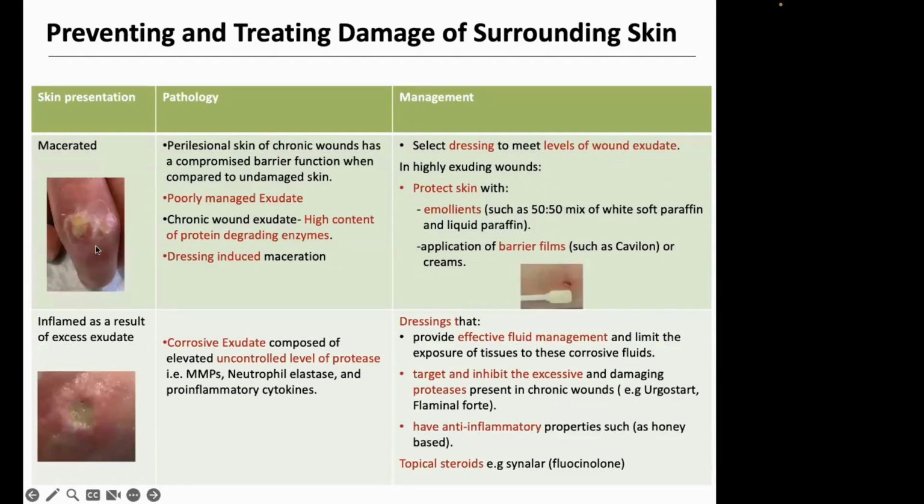Now, what we were saying about how the moist has to be controlled. If moist is too much because the wound is producing too much moist, because it's infected or inflamed, then you have to control it, because when the wound becomes macerated, the lesion around it becomes all macerated.